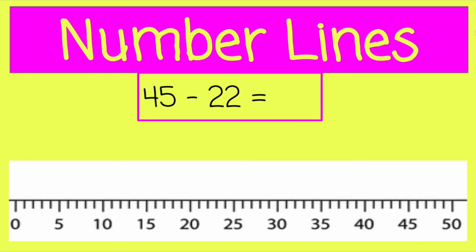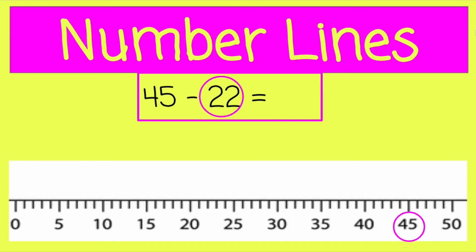Number lines. Number lines are a great visual when you're subtracting. So this 45 represents where we're going to start our jumps. This 22 indicates the number of jumps back that we're going to take. Wherever we land, that is our difference, or our answer. So let's do our jumps now.